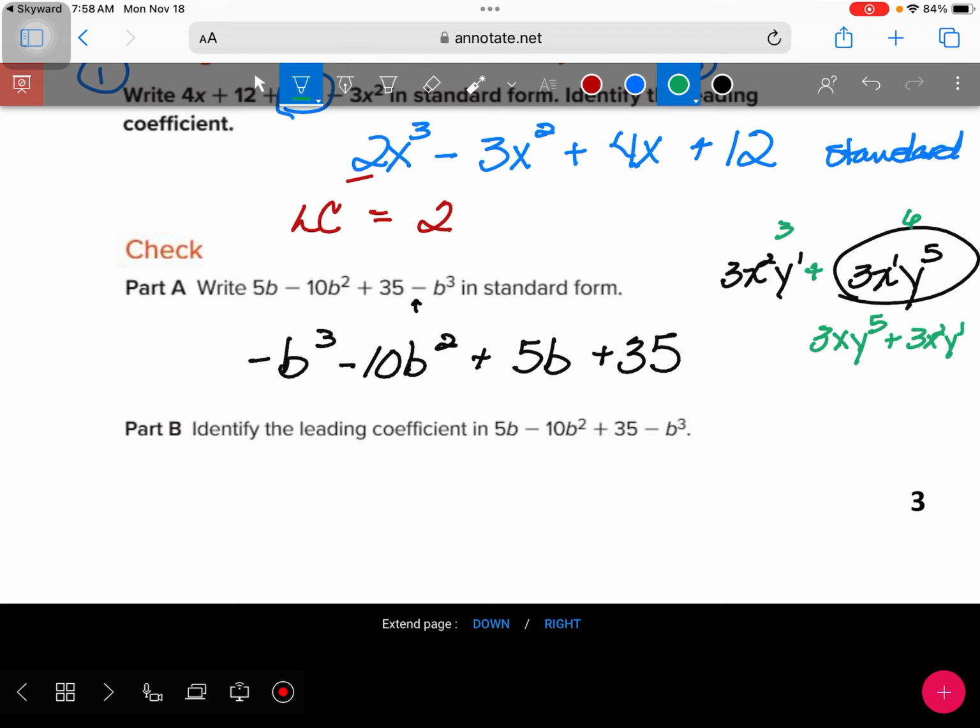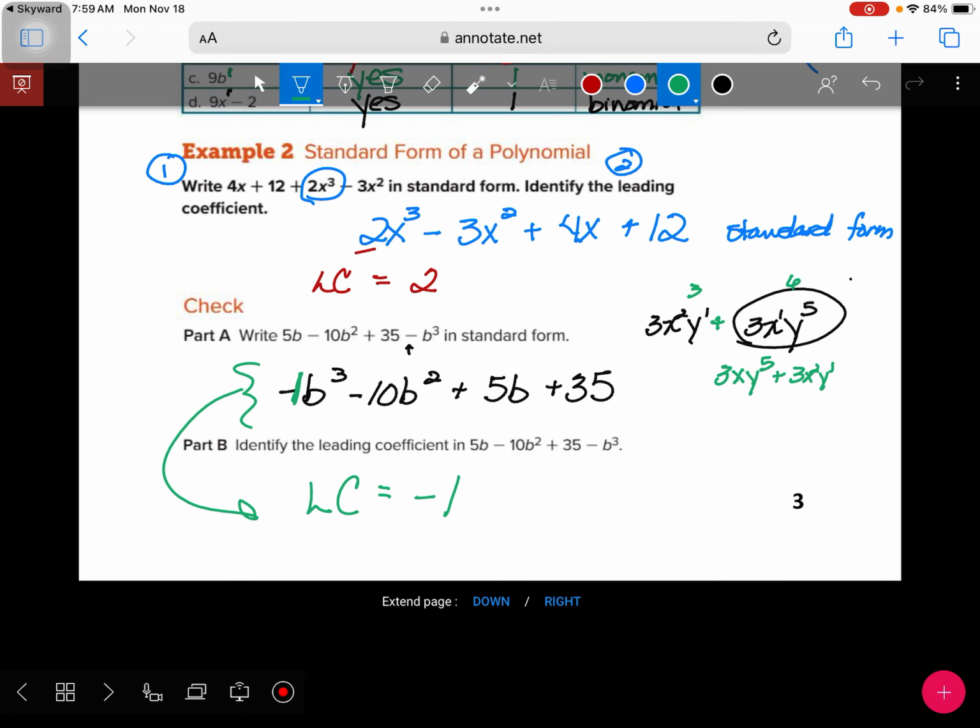So identify the leading coefficient. What is my leading coefficient of this right here? Maybe 10. What is it? No. Leading would be my first term. 1. So it's going to be -1. Is everybody with me?